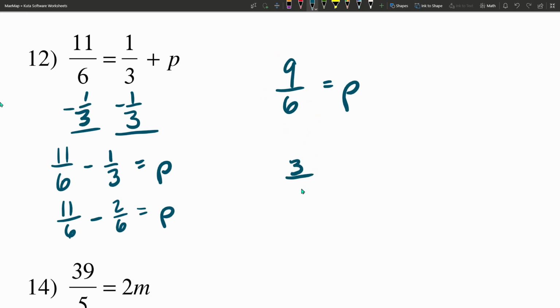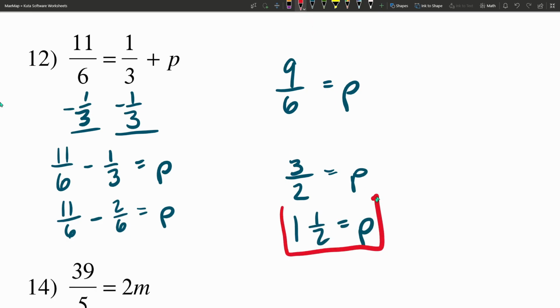Dividing the denominator by 3, we get 2. So that's 3/2, but we still have an issue because this is an improper fraction, where the numerator is greater than the denominator. But 2 goes into 3 one time with 1 remaining, so this is 1 and 1/2 equals p. Let's move on to number 13.